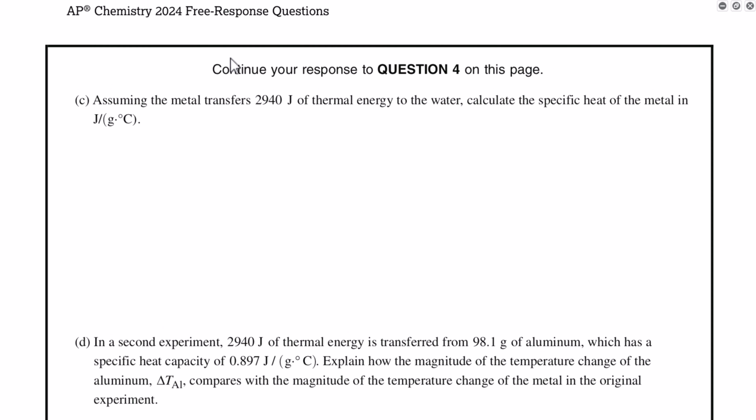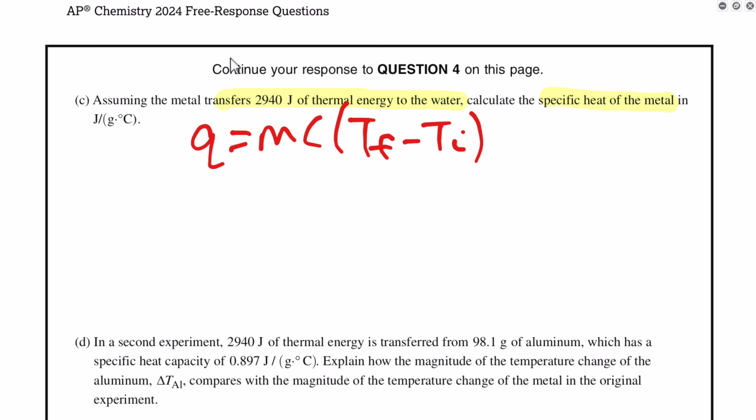All right, so assuming the metal transfers 2940 joules of thermal energy to the water, indicate the specific heat of the metal. I need to think about this one for a second. Let's look at the information that we have in the problem. So again, another Q equals MC delta T here. So the metal transfers 2940, the heat. So if that's the case, it's losing heat, right? It's losing that energy. So this value is negative, so negative 2940.